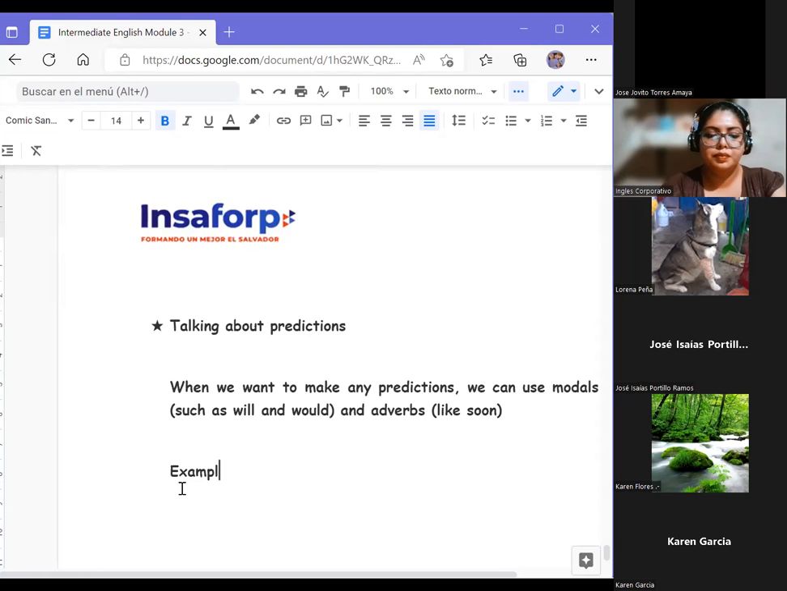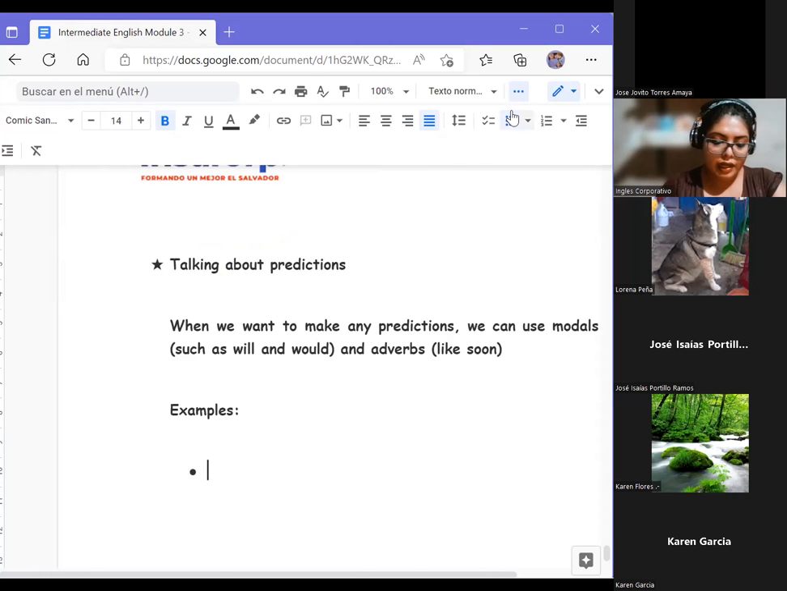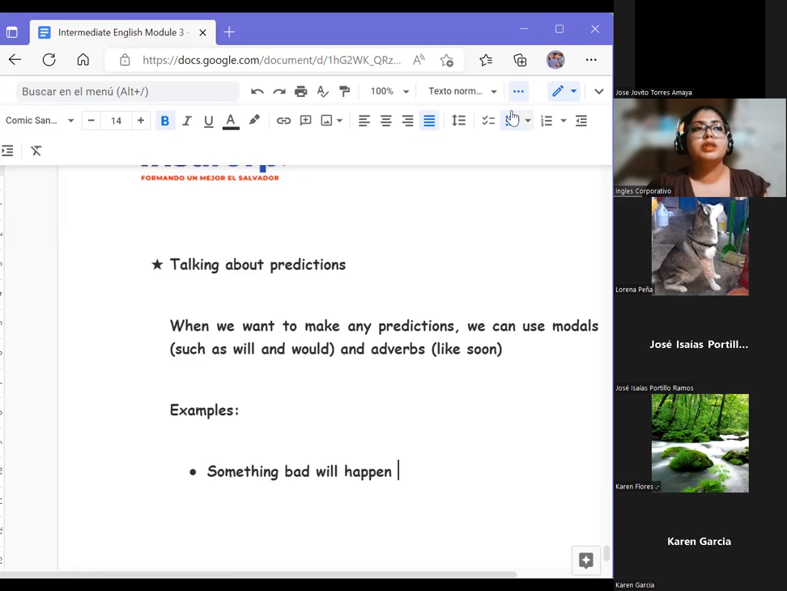So we have the example. And it says, something bad will happen. In this case, we are not very secure that something is going to happen, but we can make predictions about the situation, because we are seeing some details or some clues that something is going to happen. So in that case, we are going to use will, because it's something that is not very secure that it is going to happen. So it's a prediction. And then it says something about soon happening.